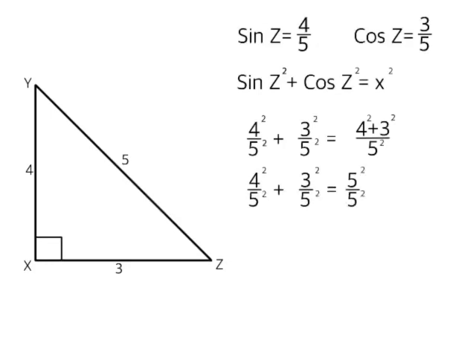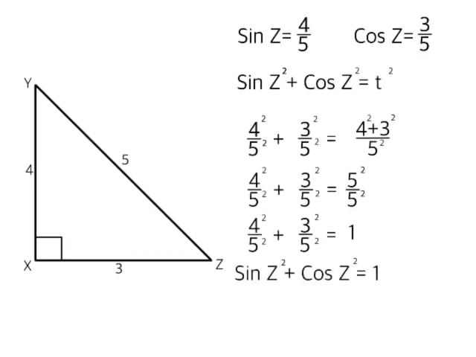A number divided by itself is 1. So 5 squared over 5 squared is equal to 1. This means that the sine of z squared plus the cos of z squared equals 1. And this is how the Pythagorean theorem also applies to trigonometric ratios.